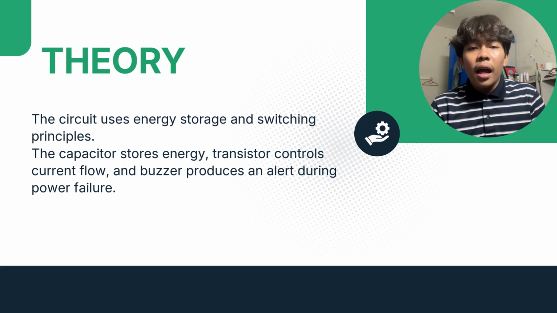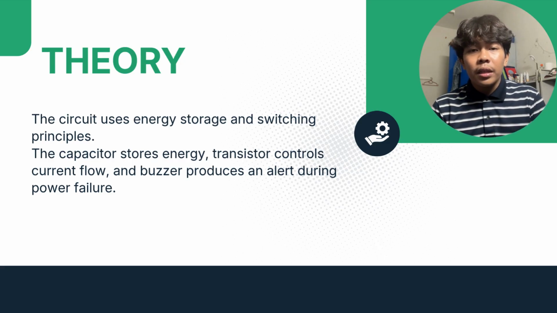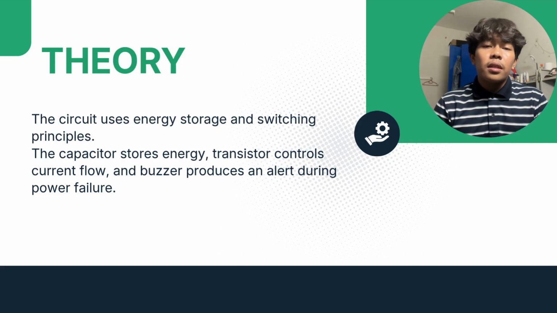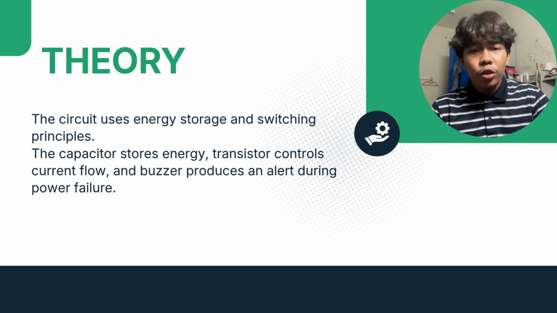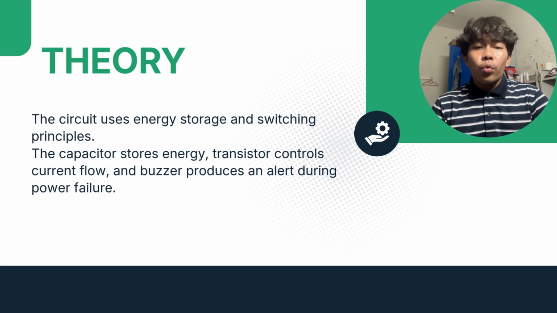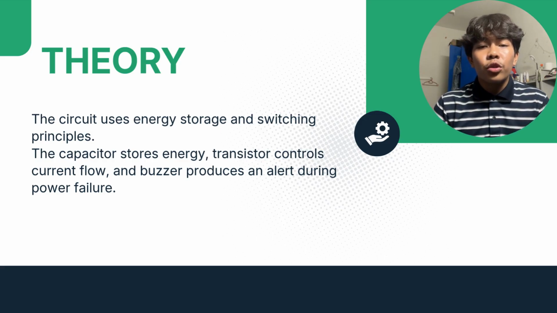The resistor helps to control the current and protect the circuit components. The capacitor value also affects how long the buzzer can operate after the power supply is removed. Overall, the circuit shows how basic electronic components can work together to detect power failure and provide an alert signal to user.